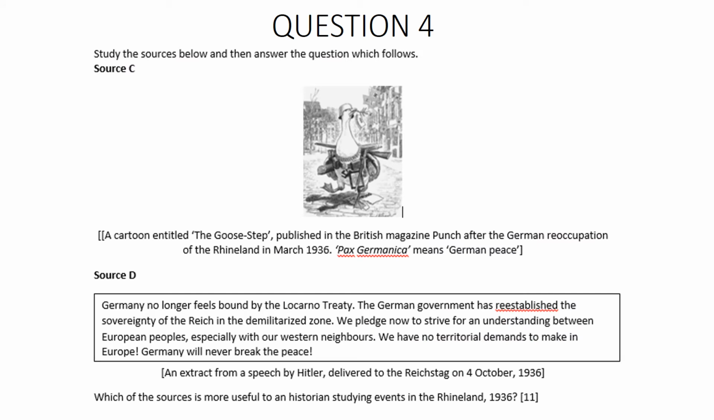So now it's time to look at our sample question. We have the goose step. This is published in the British magazine called Punch, and we have source D, which is an extract of a speech by Hitler being delivered to the Reichstag in 1936.